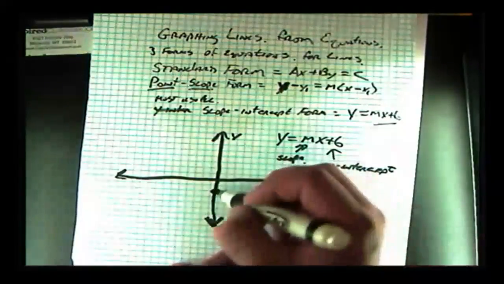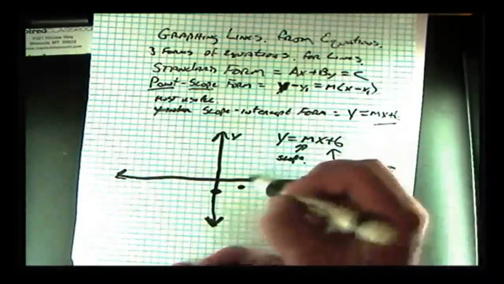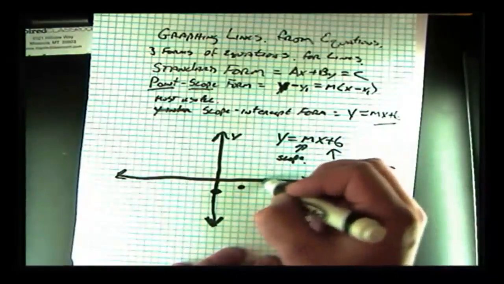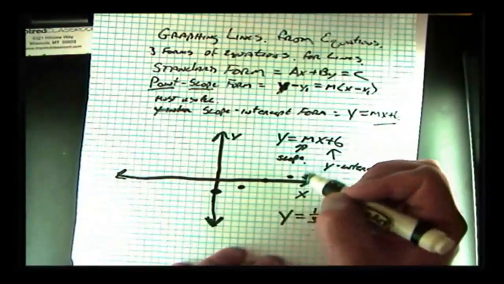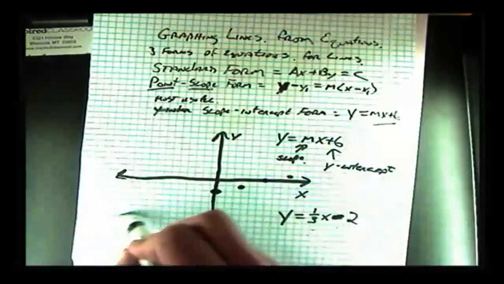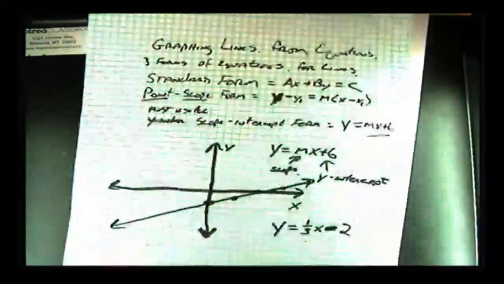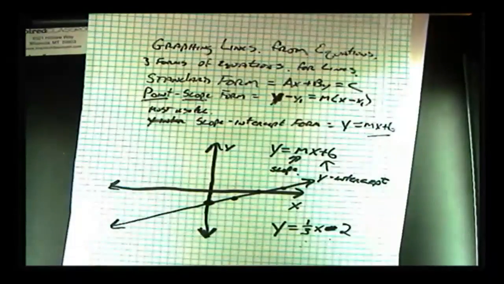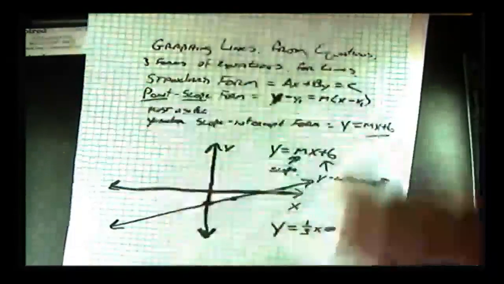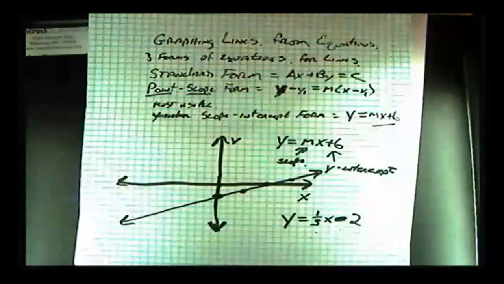And then, of course, I go up 1 and over 3. Up 1 and over 3. Up 1 and over 3. And there you can see with my connected dots that I'm slowly forming a line. So this is how we graph lines in our standard coordinate plane.